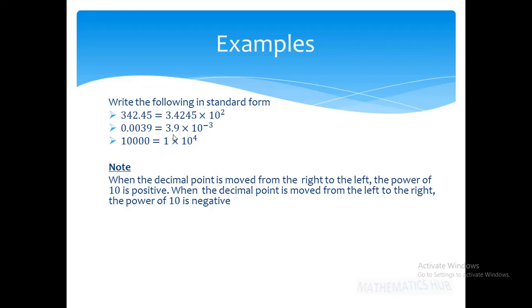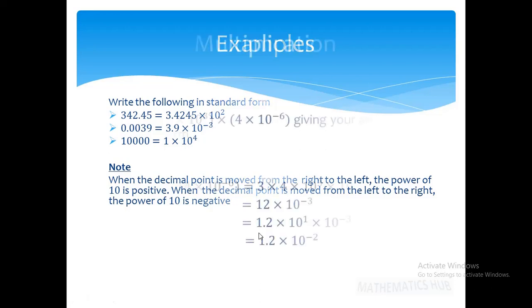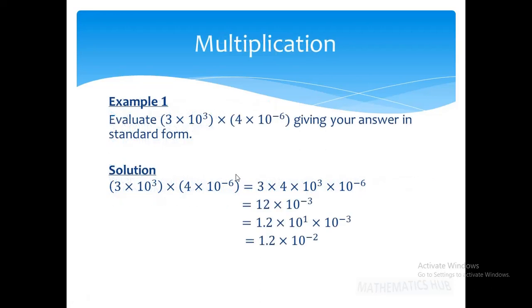I hope we understand that. So when we are writing a number in standard form, we just make sure that the number that we have here is between 1 and 10, and our power is negative or positive depending on the direction in which we have moved our comma. I hope that is clear, and we move on.